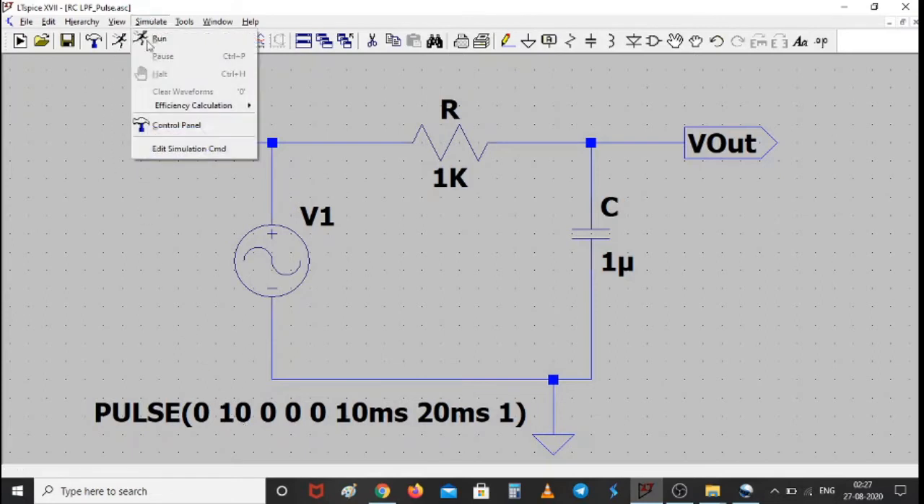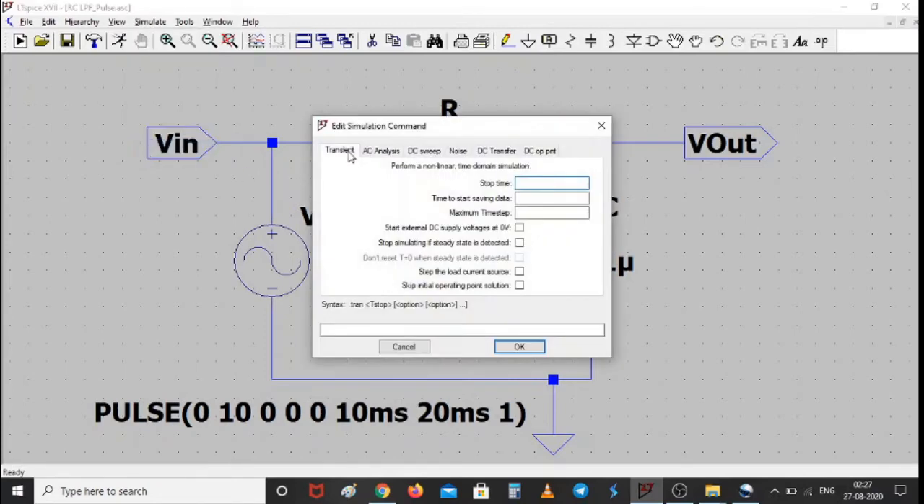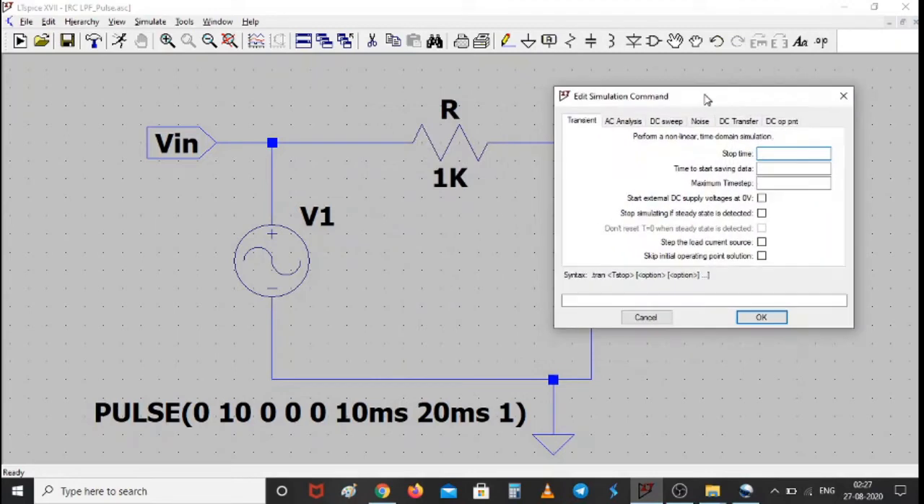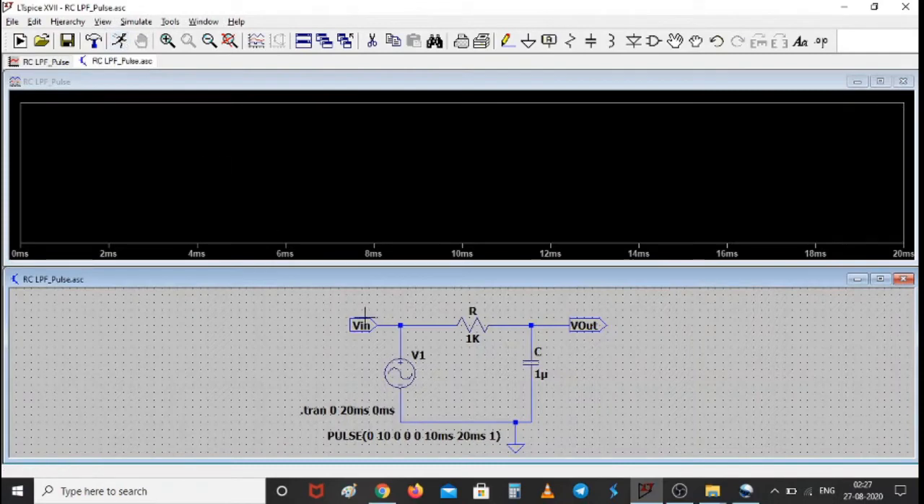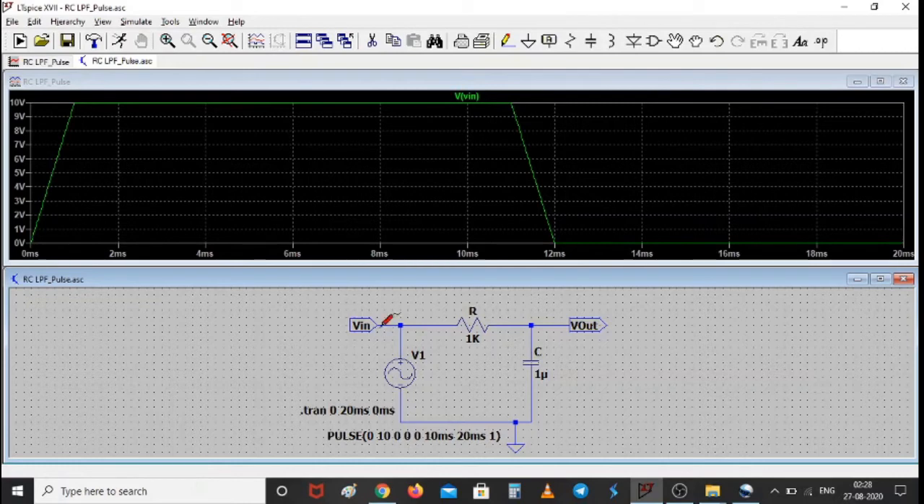So go to Simulate, Edit Simulation Command. We are interested in transient analysis, so choose the stop time. What is the time period you have chosen here? 20 milliseconds. So let us choose 20 milliseconds, and let the time to start saving data be 0 milliseconds. Click OK. Now let us run one time, and before we look at the output voltage, let me show you how the input voltage looks. So this is how the input voltage, which is our pulse input, looks. We have already seen that the pulse input has the characteristic that its value is some particular value.